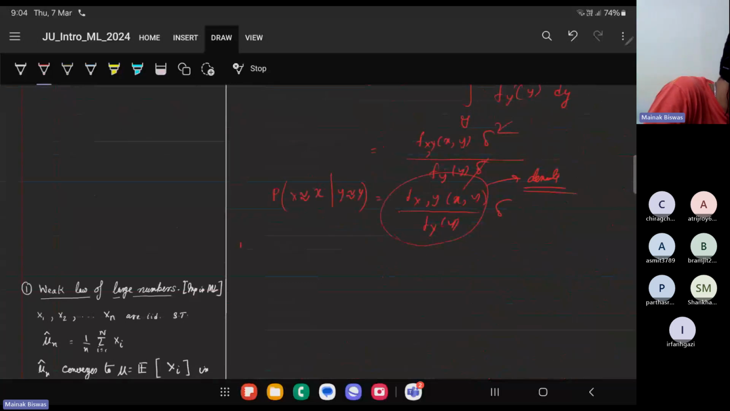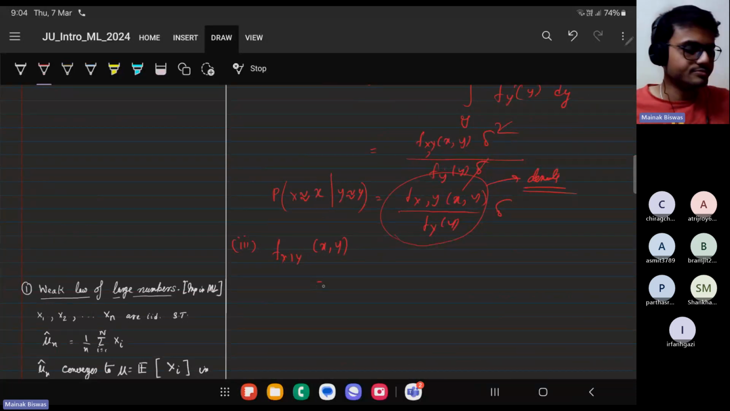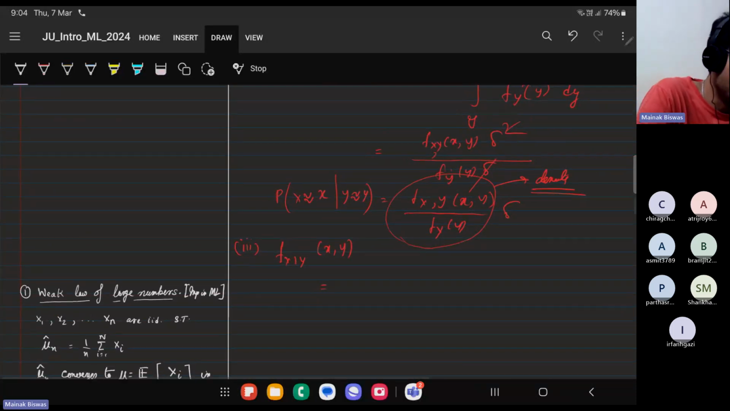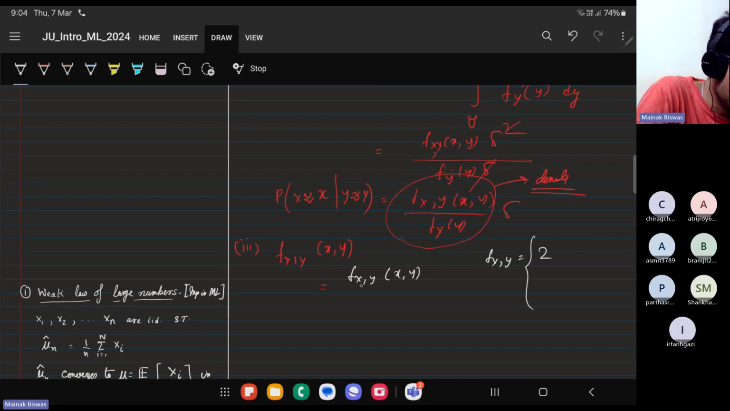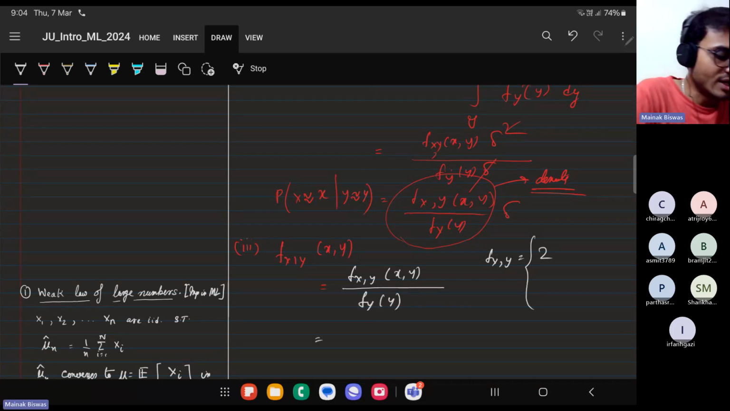the f of x given y, x comma y. What is this going to be? So recall, f of x comma y was equal to 2 in this range, and your f of y is... f of x comma y by f of y. What is this going to be? Numerator is 2 in the area, 0 otherwise.